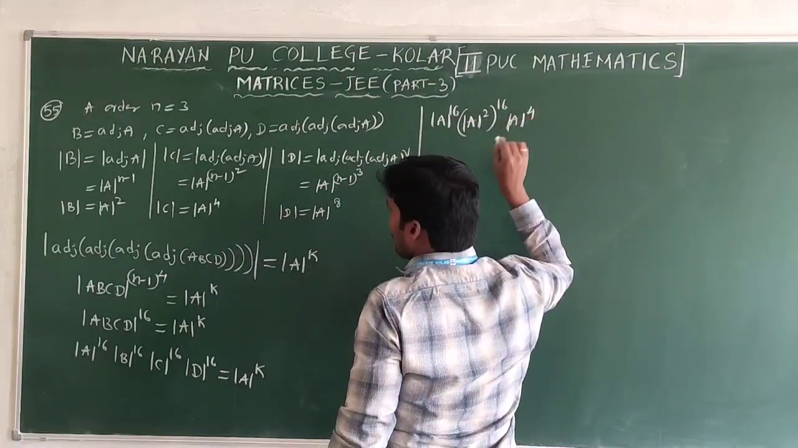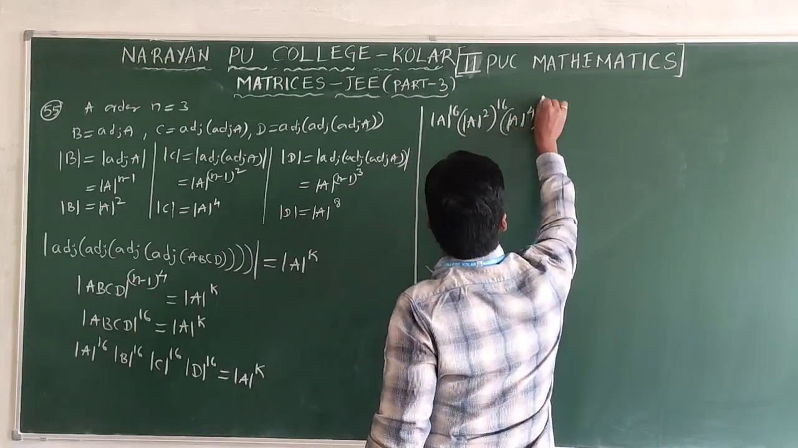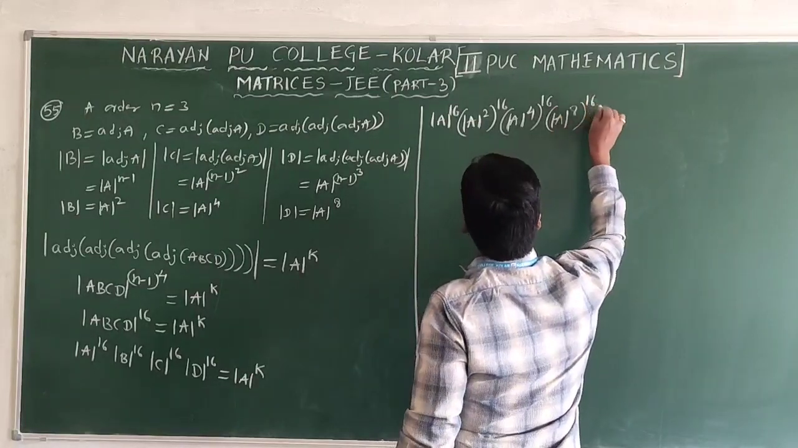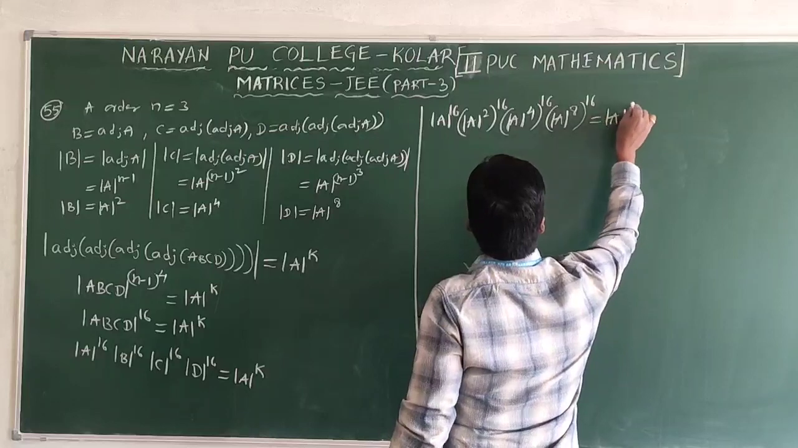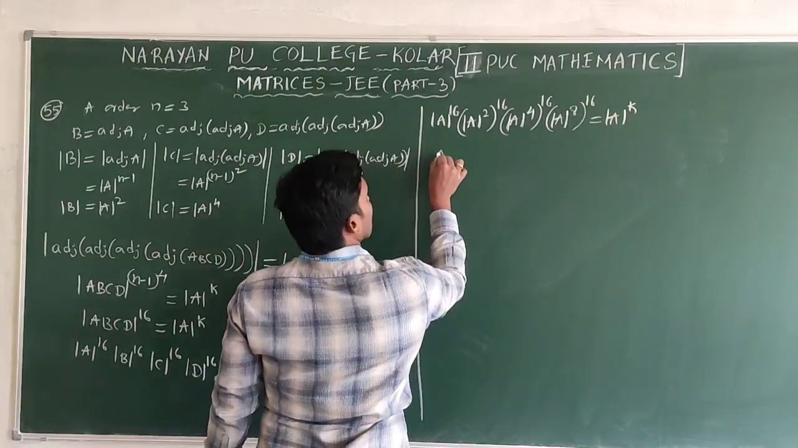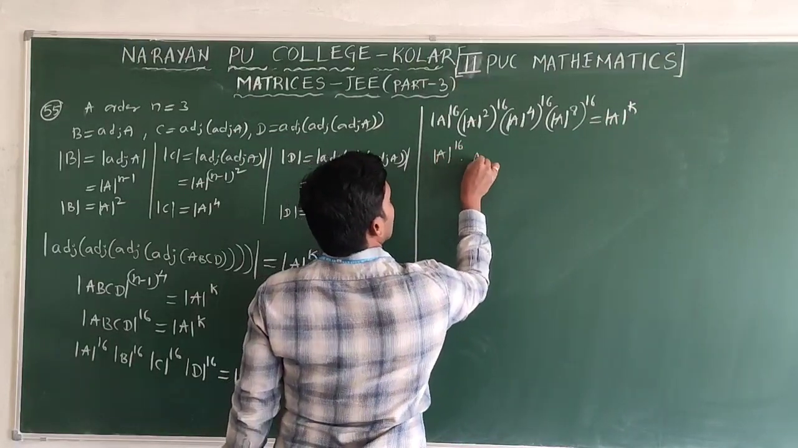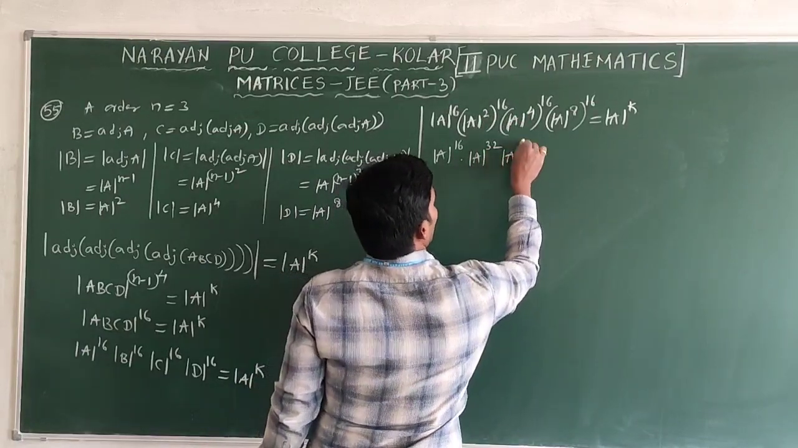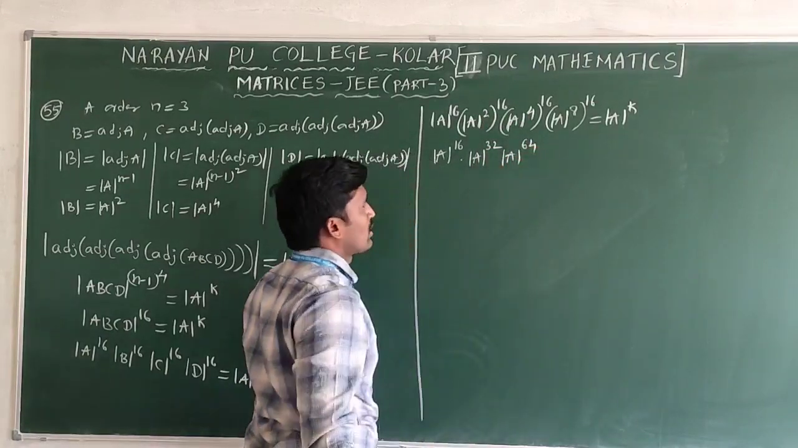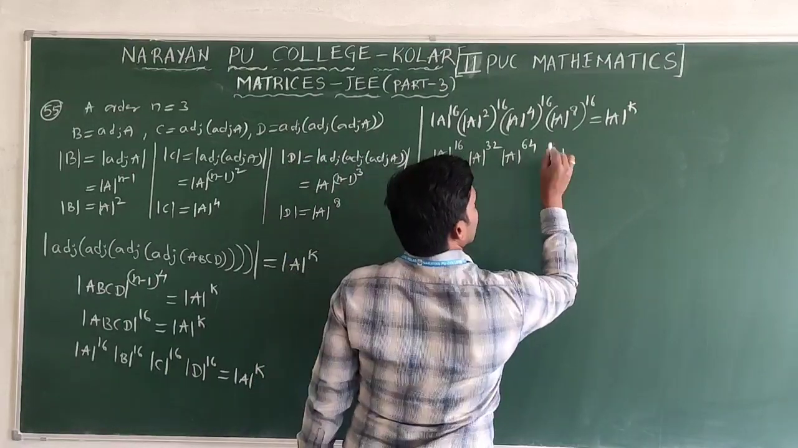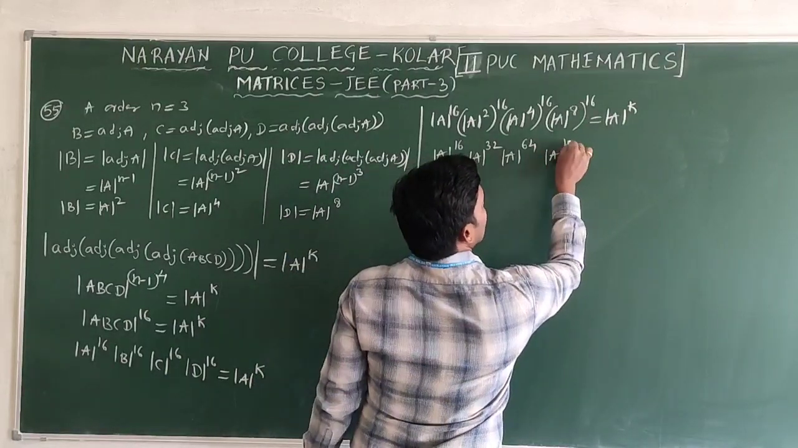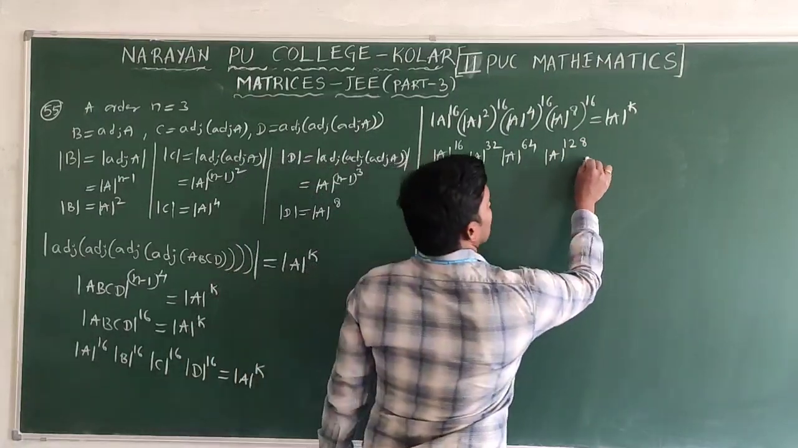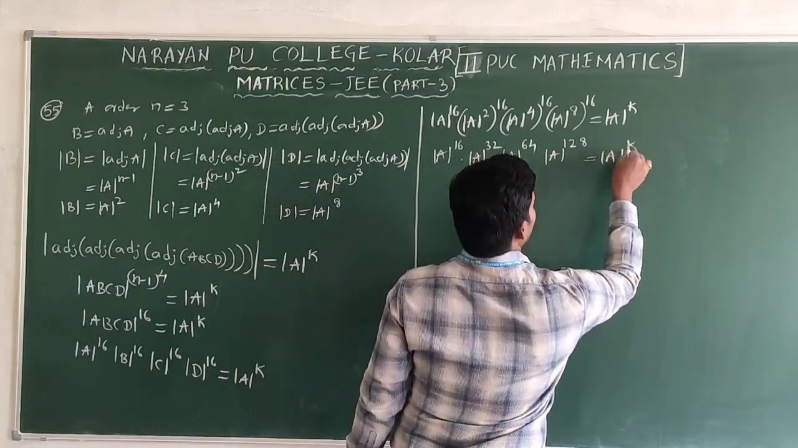Det A whole power 4 whole power 16. Det A whole power 8 whole power 16 equal to det A whole power k. Now det A whole power 16, det A whole power 2 16s are 32, det A whole power 64. Here how much you will get? Det A whole power 128 equal to det A whole power k.